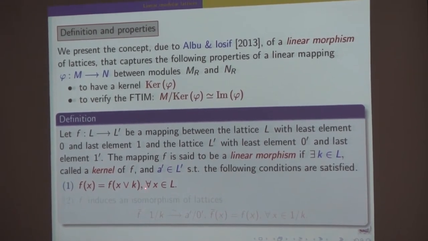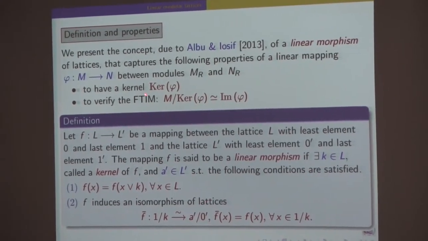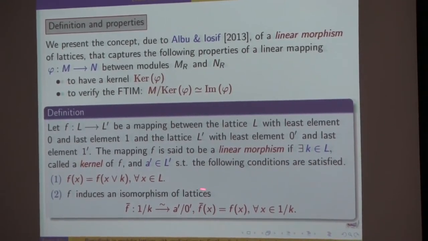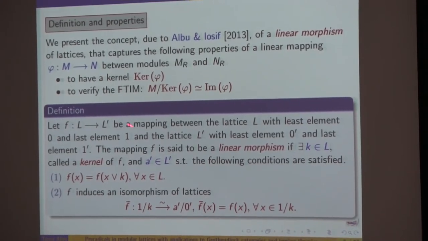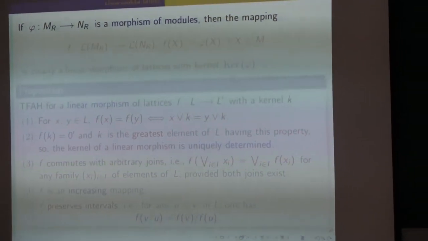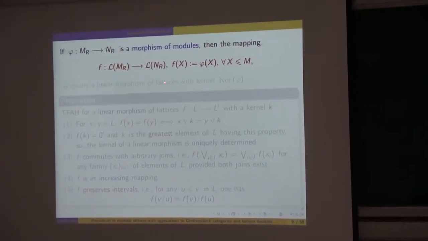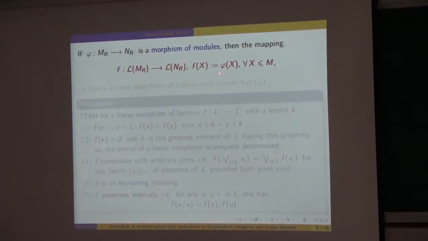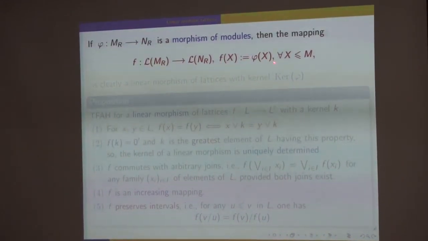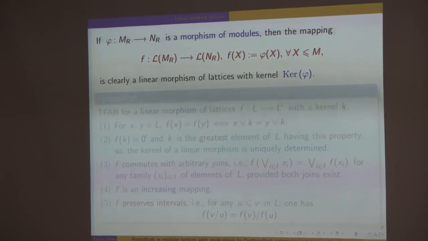F of X is F of X join K, like here. And F induces an isomorphism, that is, M corresponds to 1, 1 over the kernel K. And here the image is A prime over 0 prime. It's exactly the counterpart of this concept. If phi is a morphism of modules, then the mapping F of submodules defined by F of X is the image phi of X. And this clearly is a linear morphism of lattices, and the kernel of that is the kernel of phi.